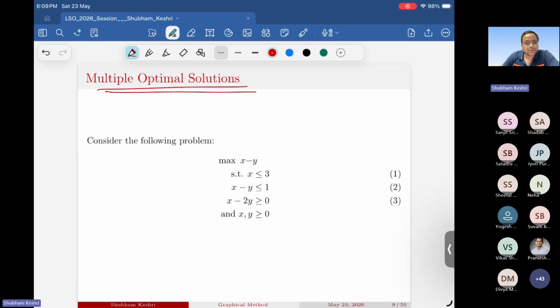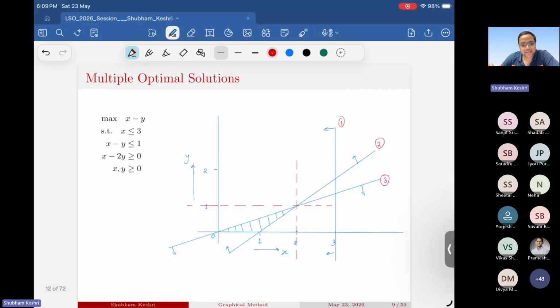We will see another example. In this case, the constraints are the same. I have just modified the objective function. So I have the same feasible region, and we will again draw the constraints. Then you take any point and draw the ISO cost or ISO profit line. Once you draw it, you will see it is something like this.